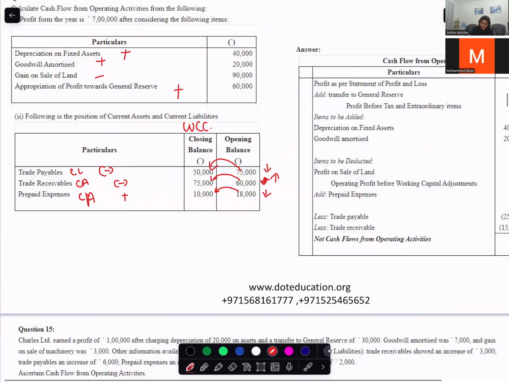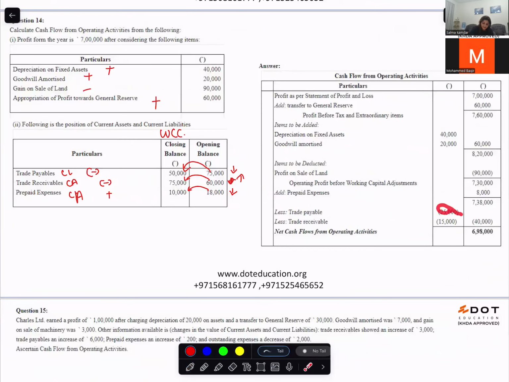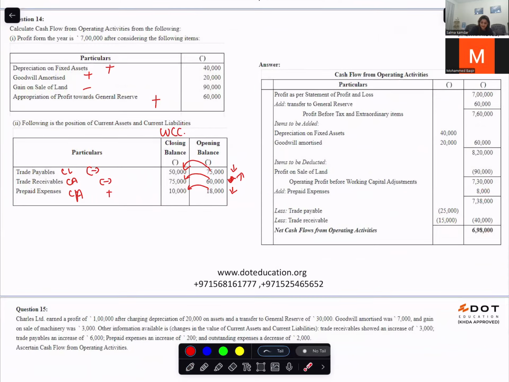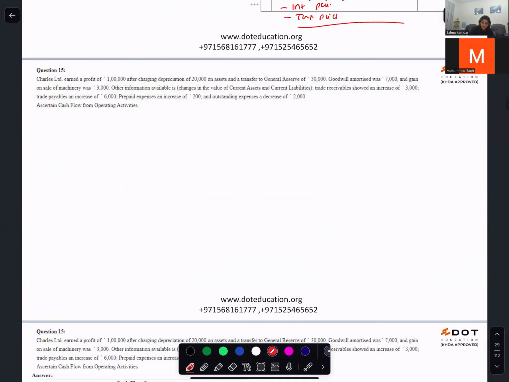You will just write it in the sequence: decrease in trade payables minus, increase in trade receivables minus, decrease in prepaid expenses add. So you get net cash flow from operating activities. Then you minus interest paid, minus tax paid. But we have no information given for that. We don't need to.